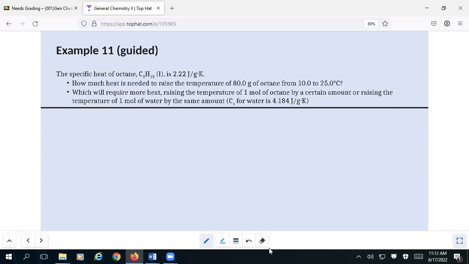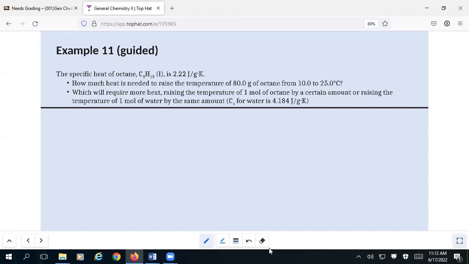All right, let's look at another example. The specific heat of octane in the liquid phase is 2.22 joules per gram Kelvin. Now, notice here, the specific heat is given in Kelvin instead of Celsius. That's completely okay. We don't actually have to change anything. We don't even have to change our temperatures into Kelvin to work it, because since we are talking about changes in Kelvin temperature, Kelvin and Celsius are on the same scale.